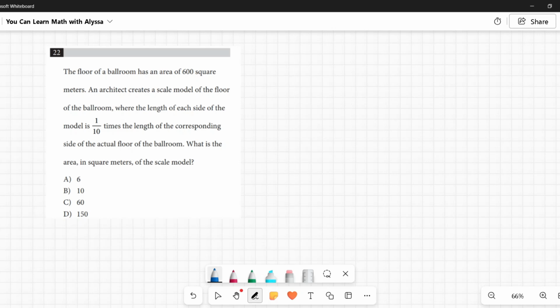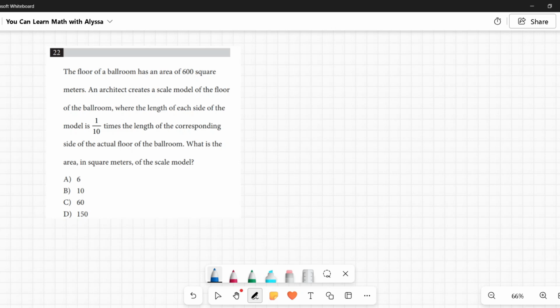Number 22. The floor of a ballroom has an area of 600 square meters. An architect creates a scale model of the floor of the ballroom where the length of each side of the model is 1/10 times the length of the corresponding side of the actual floor of the ballroom. What is the area in square meters of the scale model?